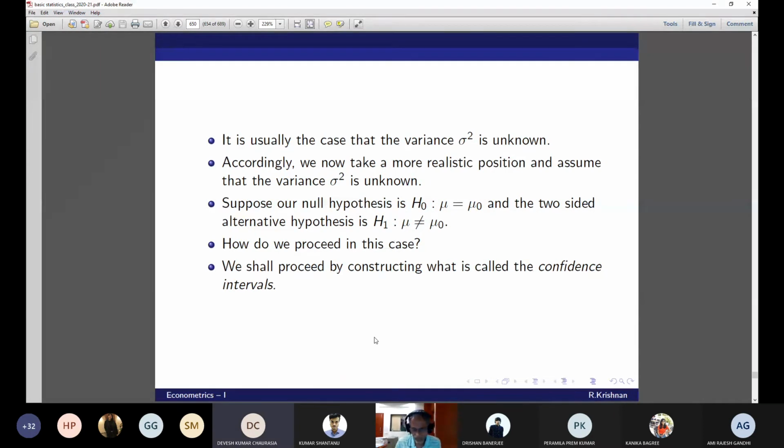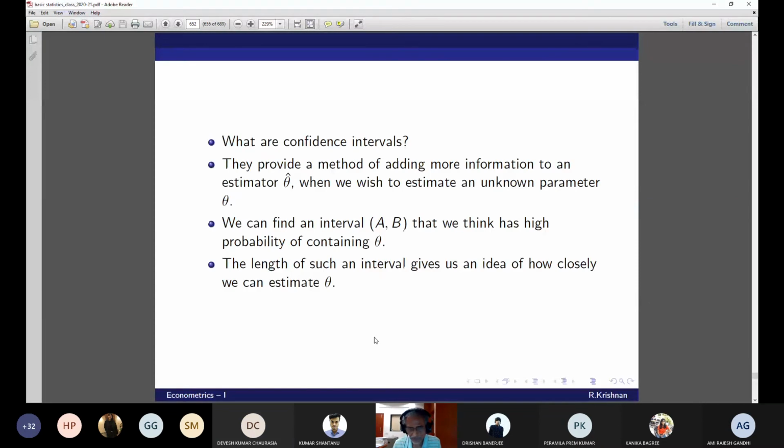What is a confidence interval? Confidence intervals for means. They provide a method of adding more information. This is what is called interval estimation. Normally you are used to point estimation, like beta 1 equal to, beta 2 equal to. Now we are not going to say beta 1 equal to; rather, what is the probability that beta 1 hat will lie between a lower bound and an upper bound? That is what is called interval estimation. Now you tell me, which one do you prefer, interval estimation or point estimation?